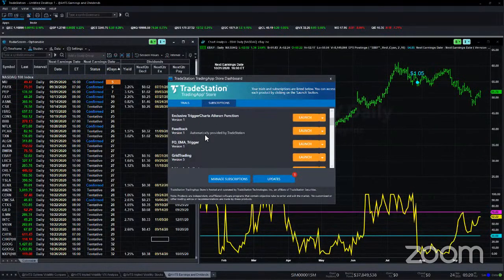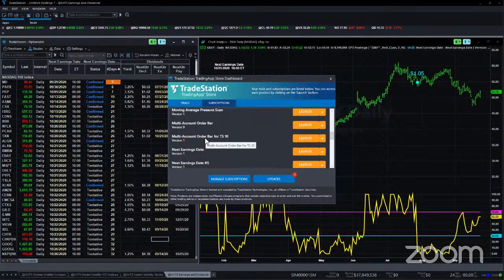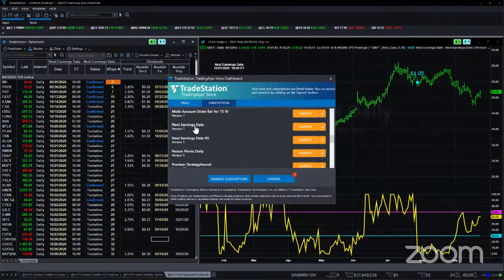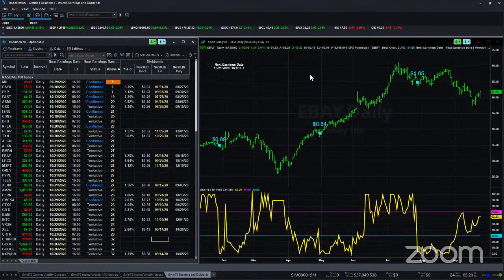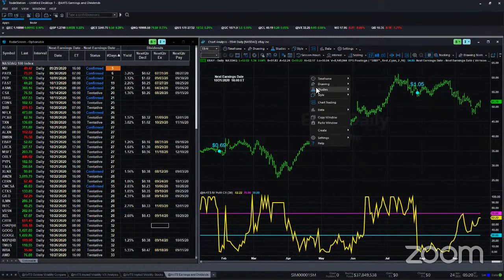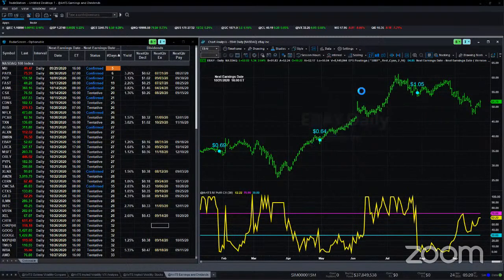And then you can come down here to next earnings date. So this is after you subscribed. And you just click on launch and it will launch a workspace that comes from the store. And then in your list of indicators, you'll then have an indicator that you can add to the chart. This is Add Studies.